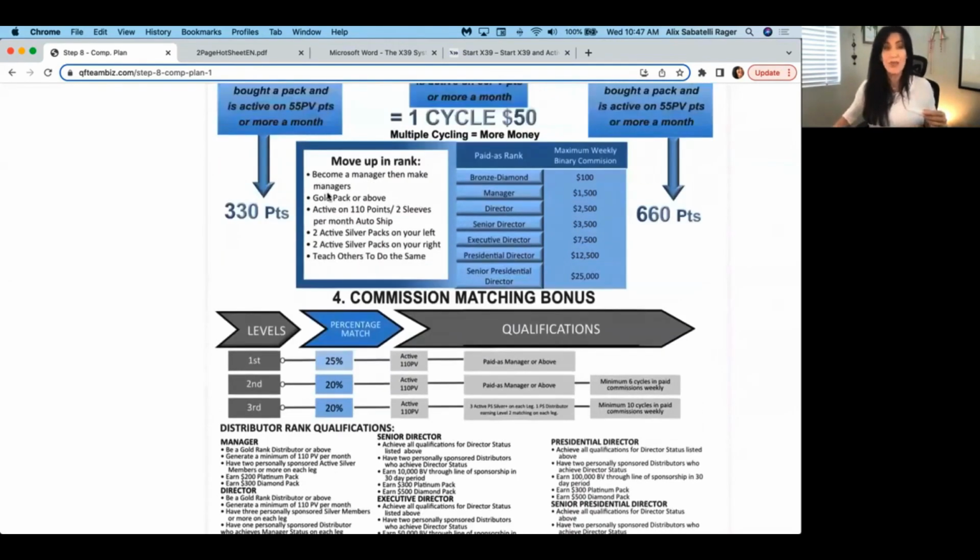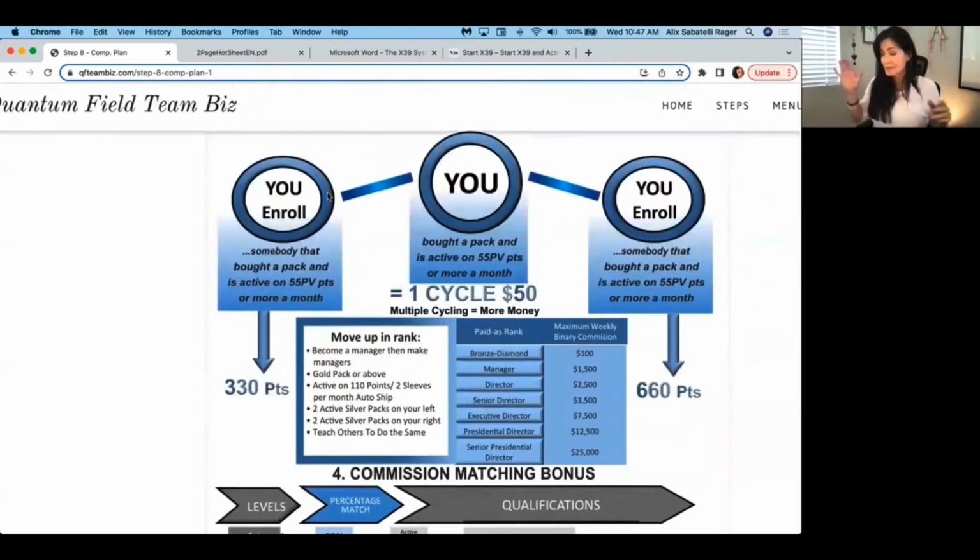And then in order to become that manager, going into the plan, how to work this model, is that you want to have 2 silvers on each side of your business, right? So remember, 2 teams. So you enroll somebody here, you enroll somebody here, move them up to silver if they didn't come in as a silver or above, and then 2 more. So 2 more that you personally enrolled on both sides of your team at the level of silver and active. Again, 55 points will keep them active. If they're moving up the plan and they want to qualify to earn more, they move up to that gold level and 110 points, but they really just need to be active as silvers.